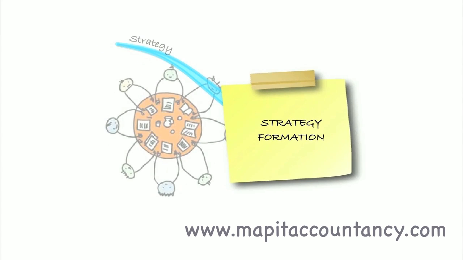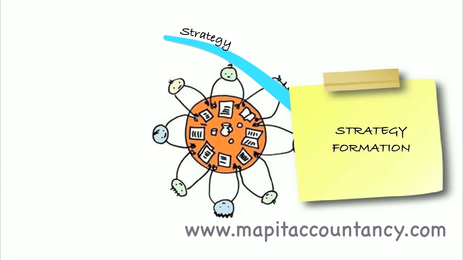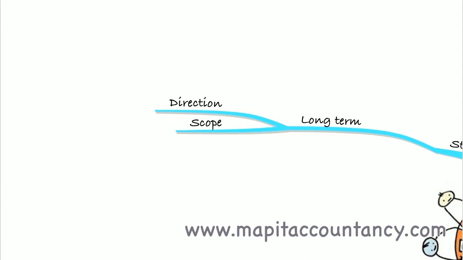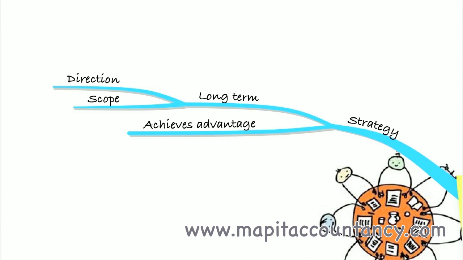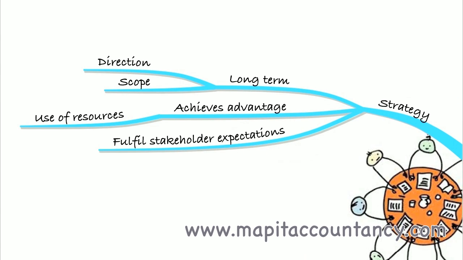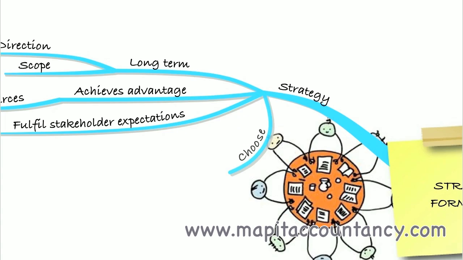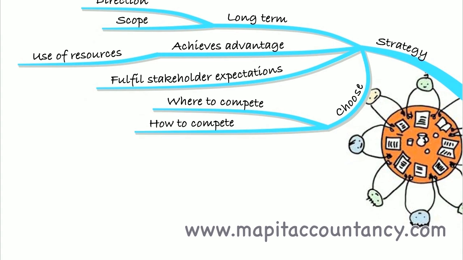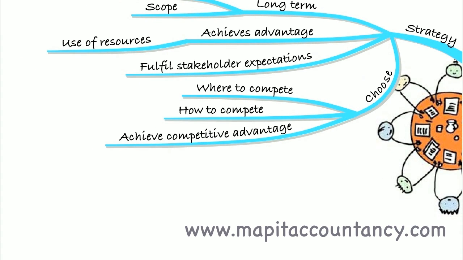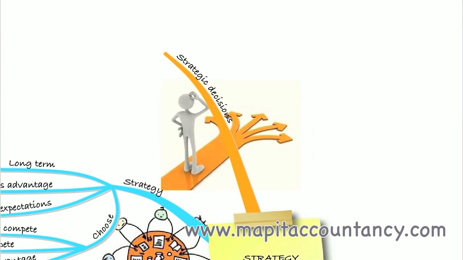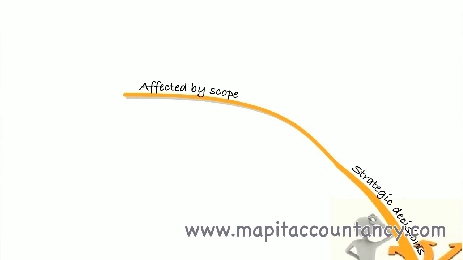So the first thing we talked about was what exactly is strategy. Remember, strategy is the long-term direction and scope of the firm that achieves competitive advantage through the best use of resources. So what we need to do with our strategy is fulfill our stakeholder expectations. So we need to choose with our strategic direction where to compete, how to compete, and how we're going to achieve competitive advantage.